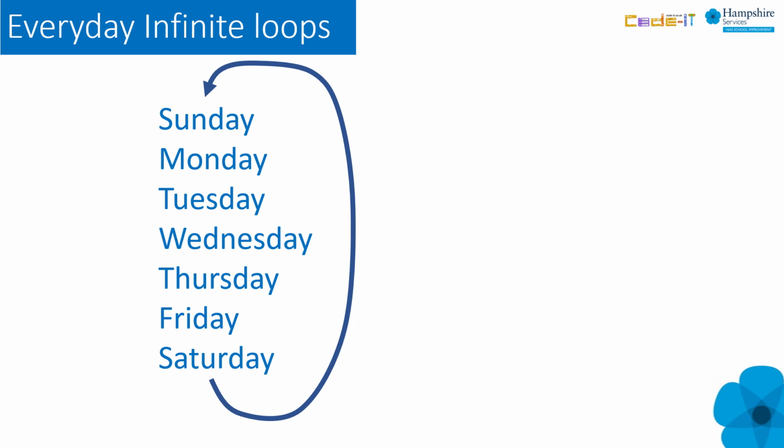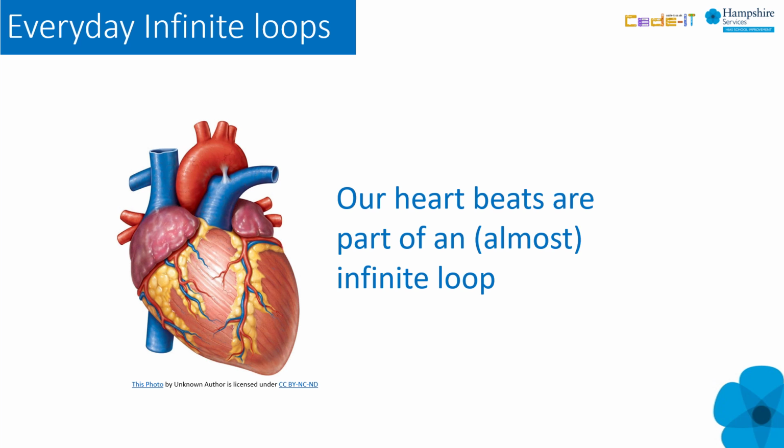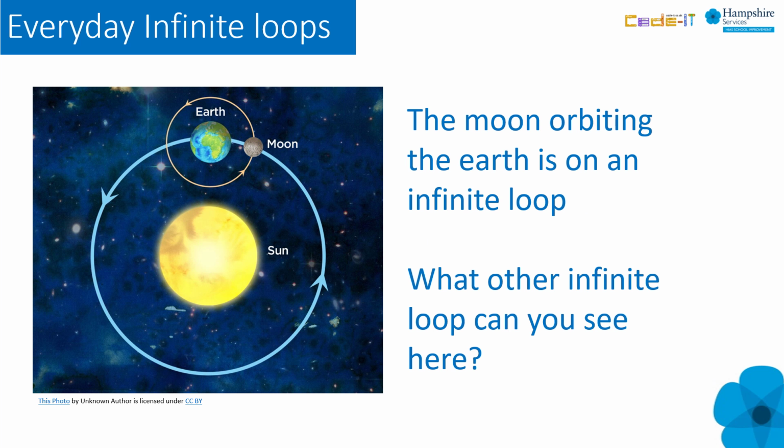This is harder with infinite loops as they are harder to find naturally. The days of the week are one good example of an infinite loop. Our heart beating is part of an infinite loop. True, it will end at some point when we die, but it seems like an infinite loop to us. The moon orbiting the earth is part of an infinite loop, as is the earth orbiting the sun. True, like our heartbeat, it is not truly infinite, but near enough to infinite to help us here.